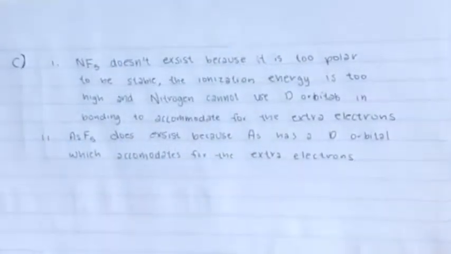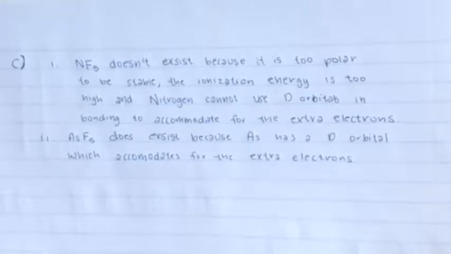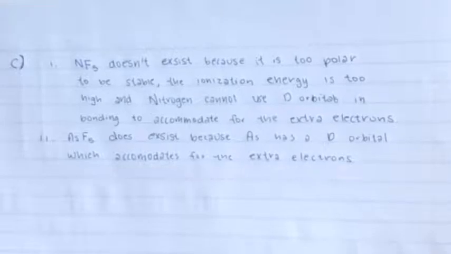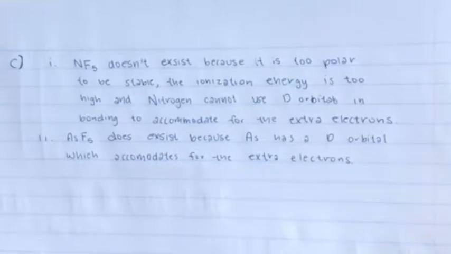For the first problem, NF5 does not exist because it is too polar to be stable, the ionization energy is too high, and nitrogen cannot use d orbitals in bonding to accommodate for the extra electrons. Since phosphorus and nitrogen both have 5 electrons in their outermost shell, they need 3 electrons to complete their octet. But because nitrogen cannot use d orbitals in bonding, NF5 does not exist.